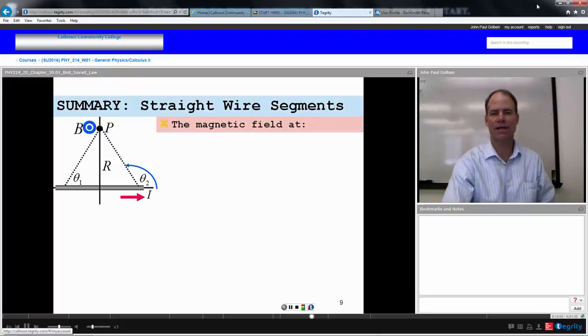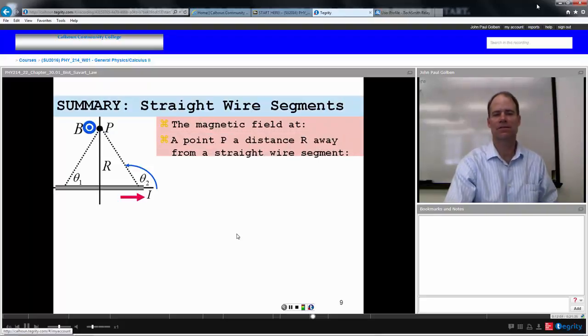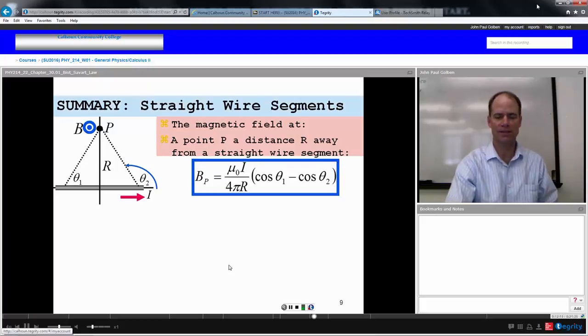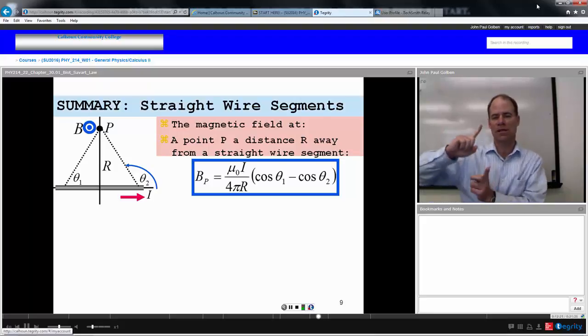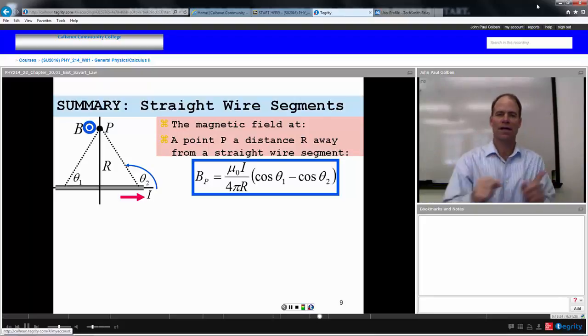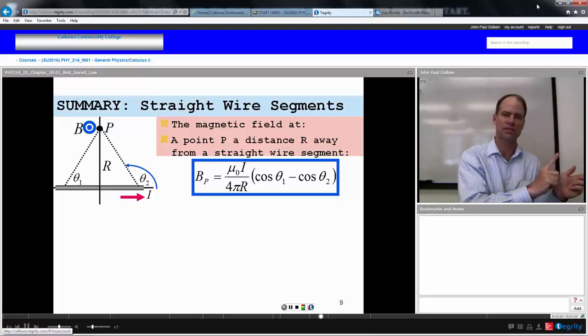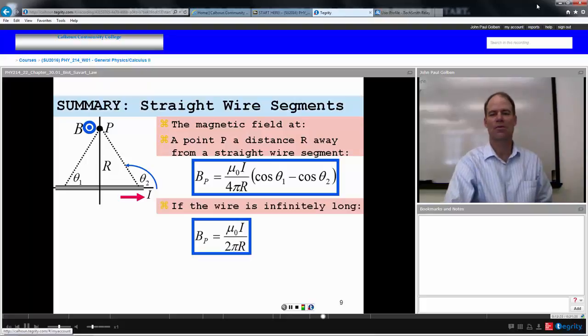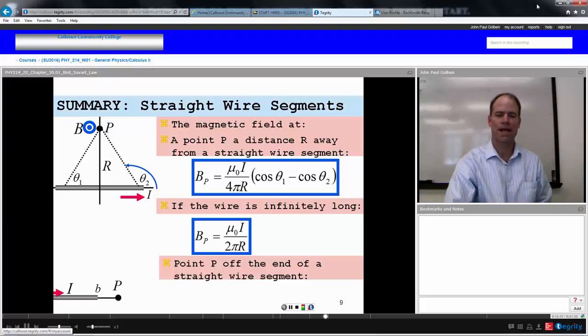So a summary: the magnetic field due to a straight wire segment is equal to mu naught I over 4 pi r times (cosine theta 1 minus cosine theta 2), where theta 1 is the lead angle between the current direction and the initial vector pointing to the point, and theta 2 is the lead angle between the current direction and the final vector pointing to the point. If the wire is infinitely long, this simplifies to mu naught I over 2 pi r. And if the point P is off the end of the segment, the magnetic field is 0 due to that segment.